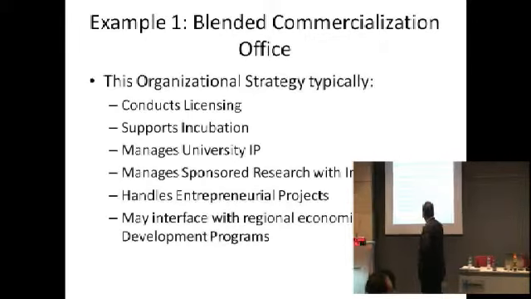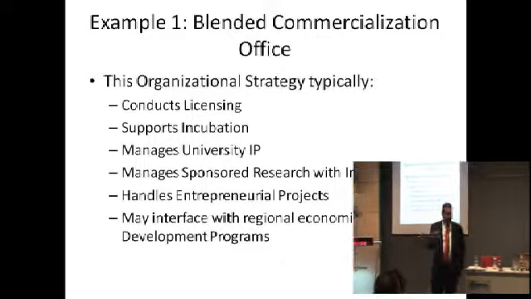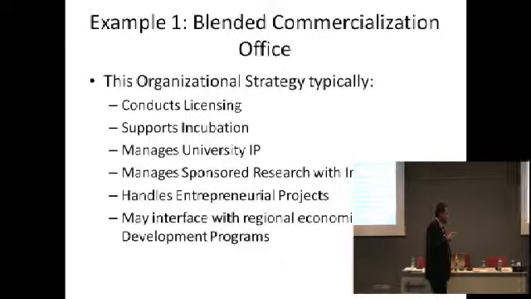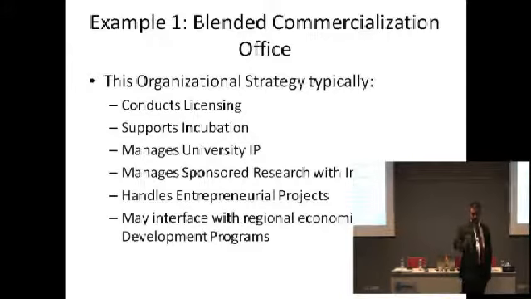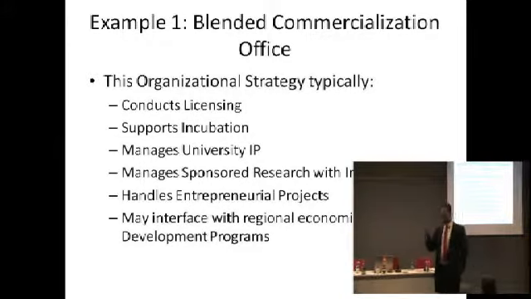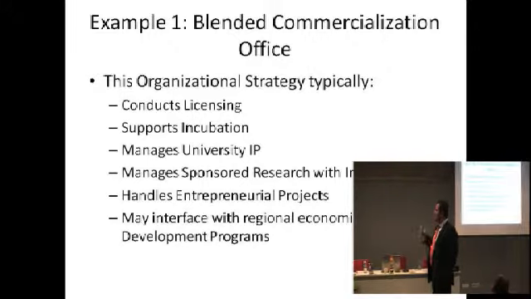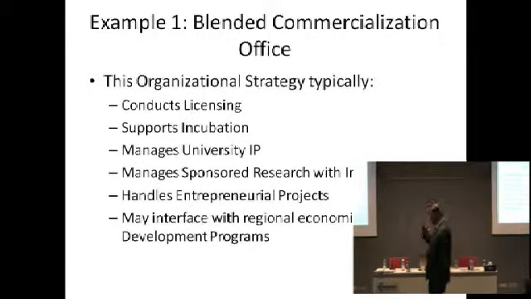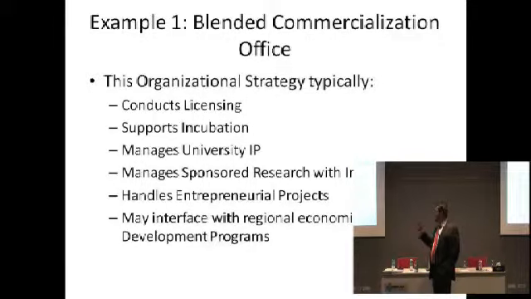So, example one, there's a blended commercialization office. Organization strategy for this type of office is that it typically conducts licensing, supports incubation, manages university IP, any IP or organizational IP, manages sponsored research with industry, so that falls underneath this office. It handles entrepreneurial projects and may interface with regional economic development programs for the region. Okay, this is a very typical setup for most and more advanced tech transfer offices.